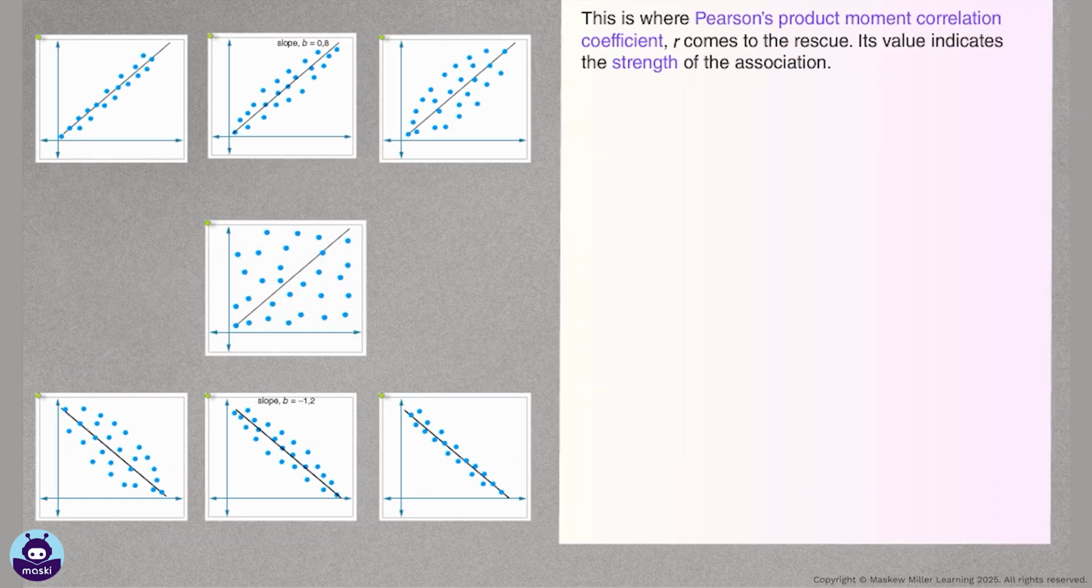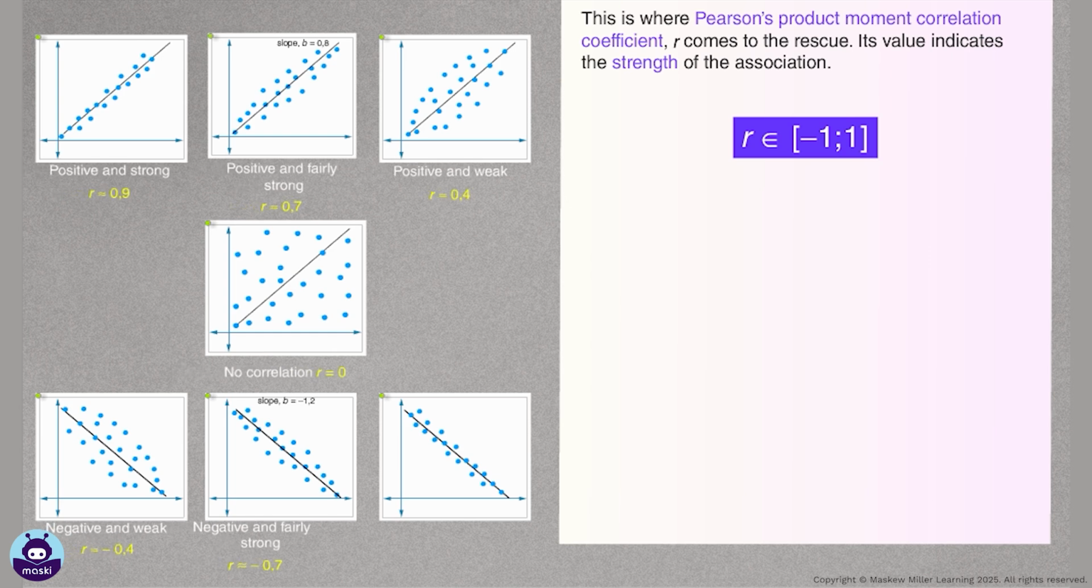This is where Pearson's product moment correlation coefficient, R, comes to the rescue. Its value indicates the strength of the association. Its value lies in the closed interval -1 to 1. We can see the values of R for different kinds of association, ranging from R equals 1 for perfect positive correlation, R equals 0 for no correlation, and R equals -1 for perfect negative correlation. We can also see the scatter plots for intermediate values of R.